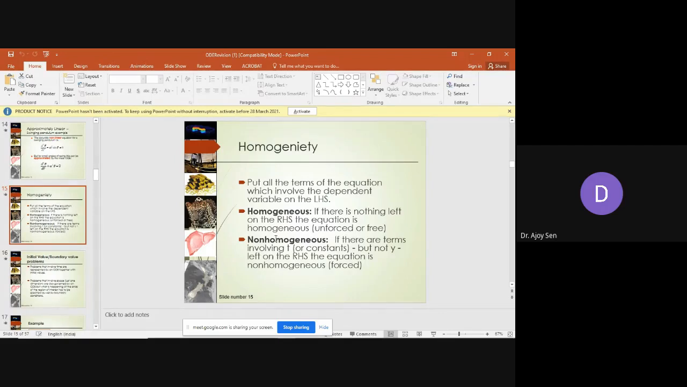As for homogeneous and non-homogeneous equations, it's actually nothing but this: if you have a differential equation, there is something in the right hand side.